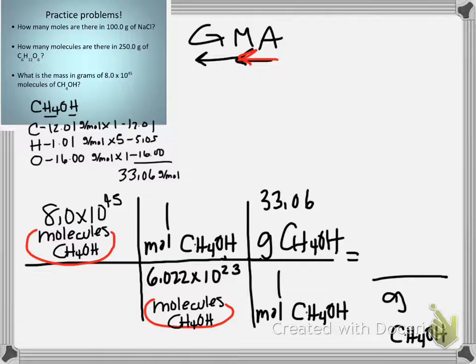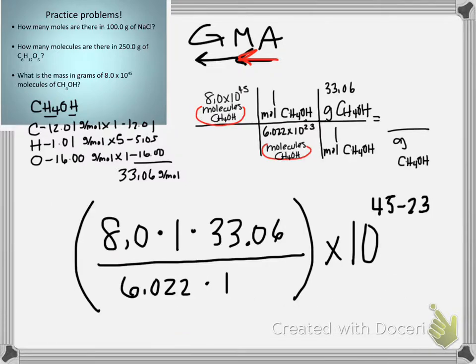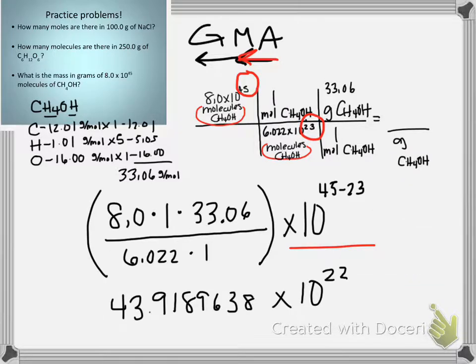All right, I'm going to pull out the numbers to set up the problem. I have 8 times 1 times 33.06 divided by 6.02 times 1, the whole thing times 10 to the 45 minus 23, which I'm getting from here. Because I'm dividing anything on the top by anything on the bottom, any exponent on the bottom will be subtracted from any exponent on the top. Okay, the raw answer I get is 43.9189638, and on, times 10 to the 22nd grams of CH4OH.